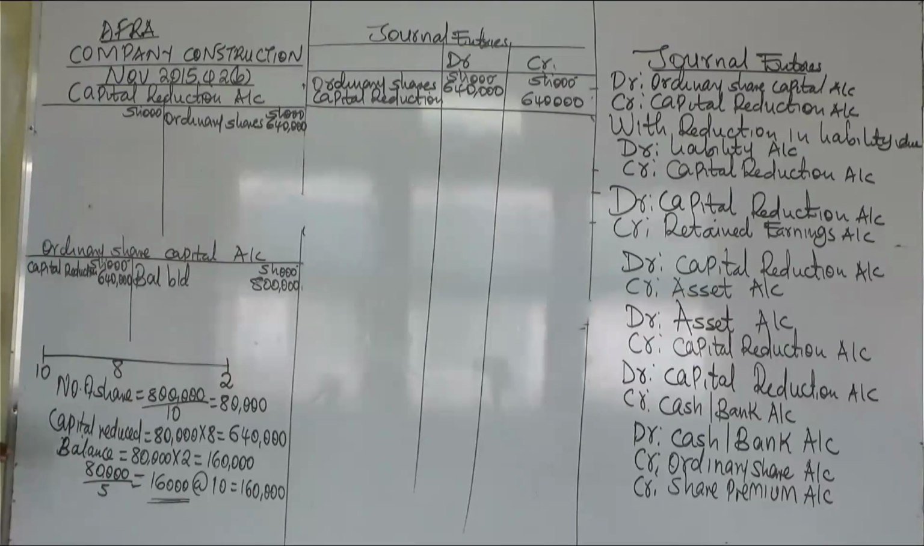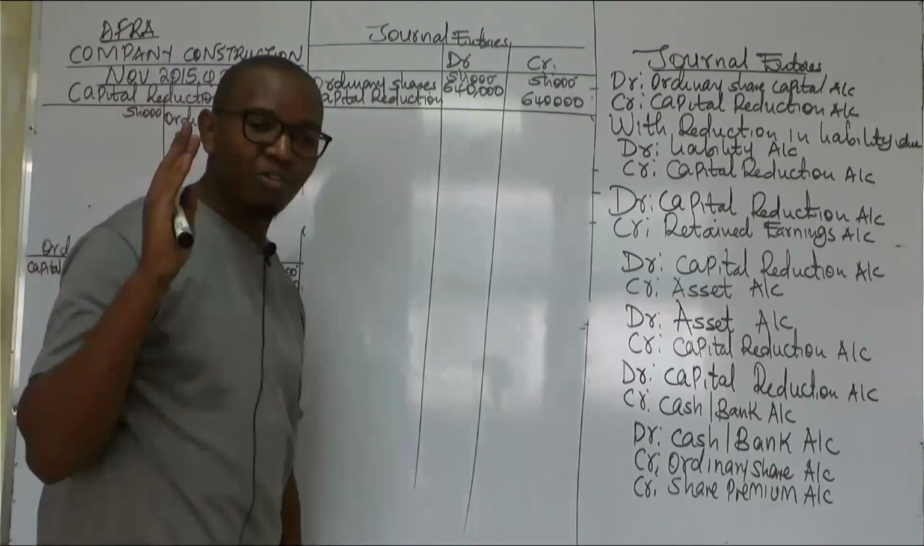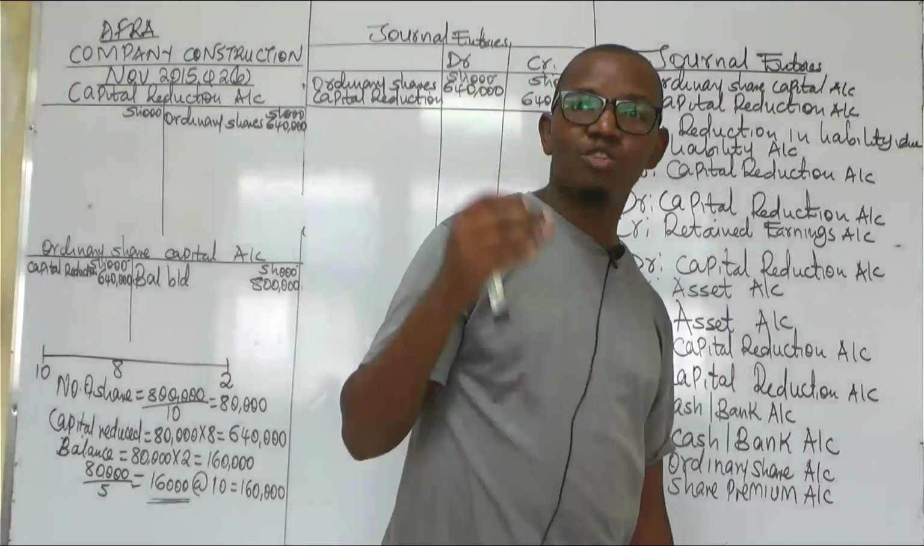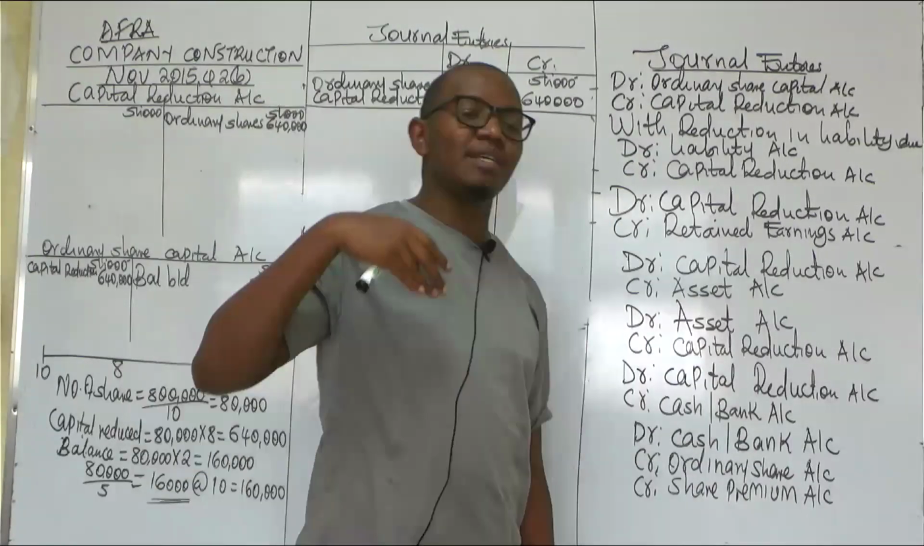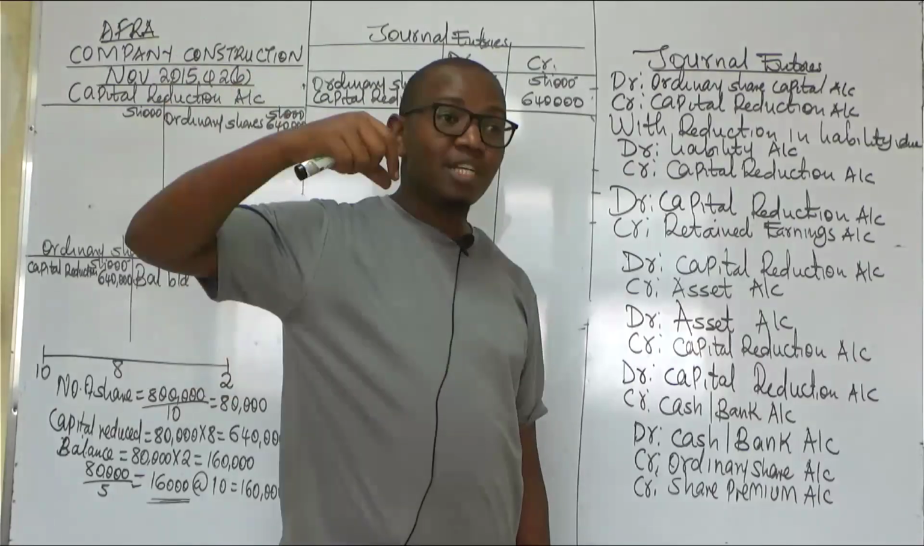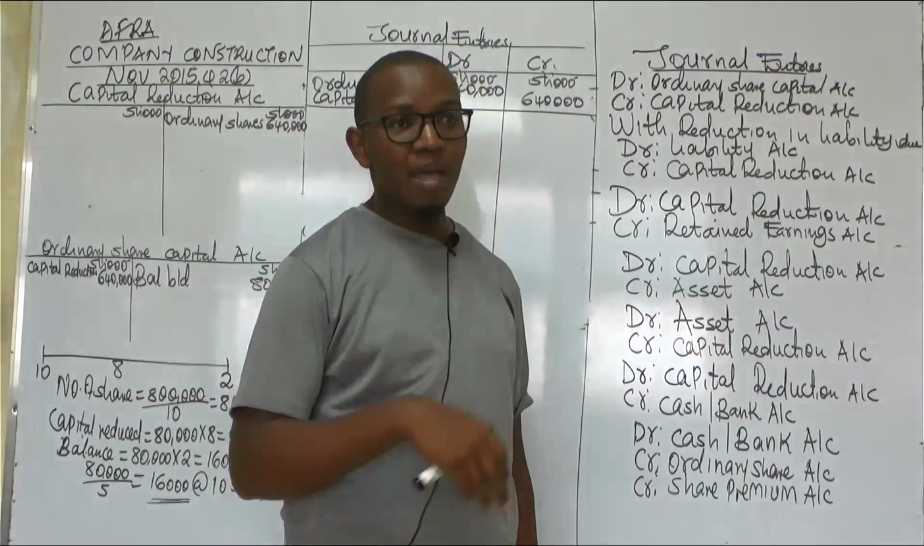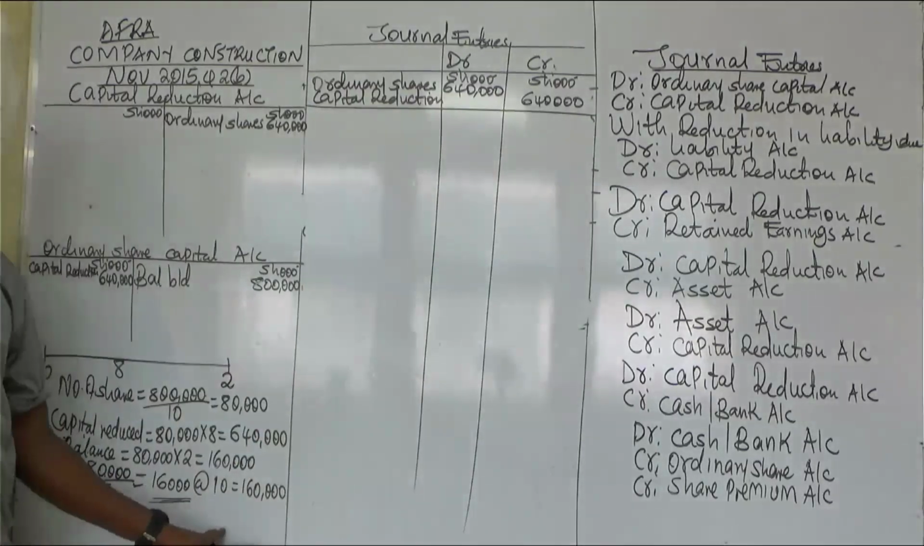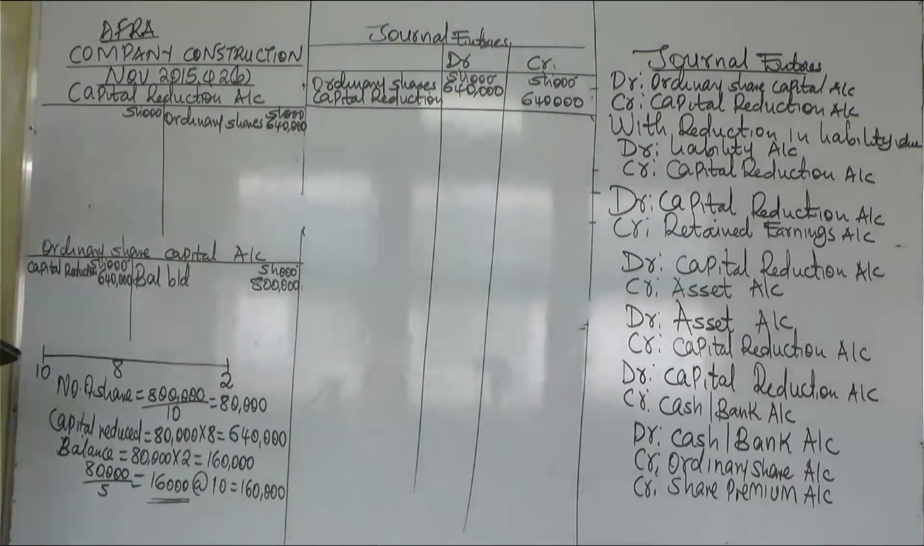So hiyo hainanga impact any of these. Are we together? This is what we call the share consolidation or what we call the reverse split. Wakisema the stock split is where now you are increasing the number of shares as you reduce the value. But generally the capital haifai kuchange. Ni sawa? Are we together? Tuendelee.